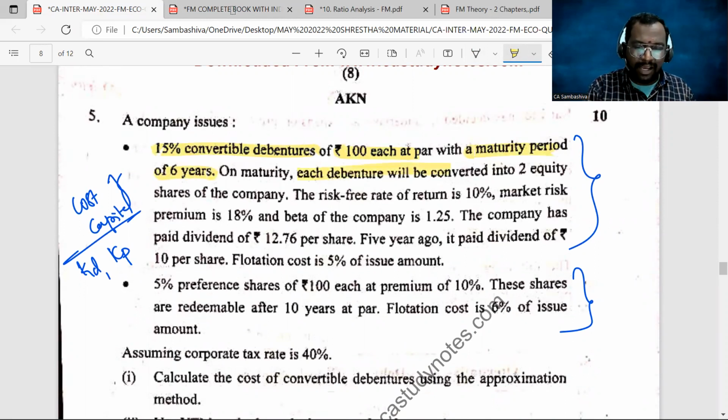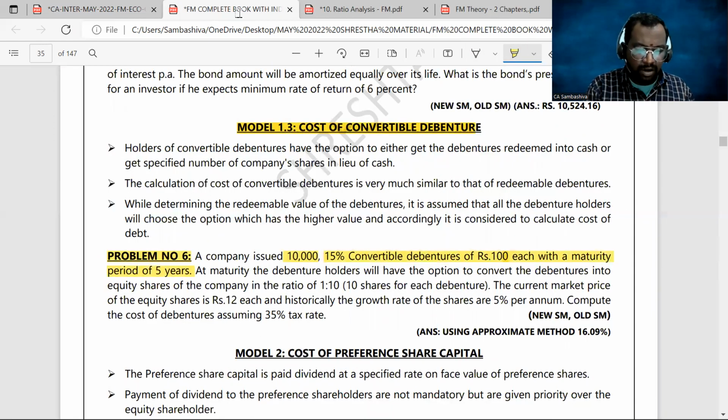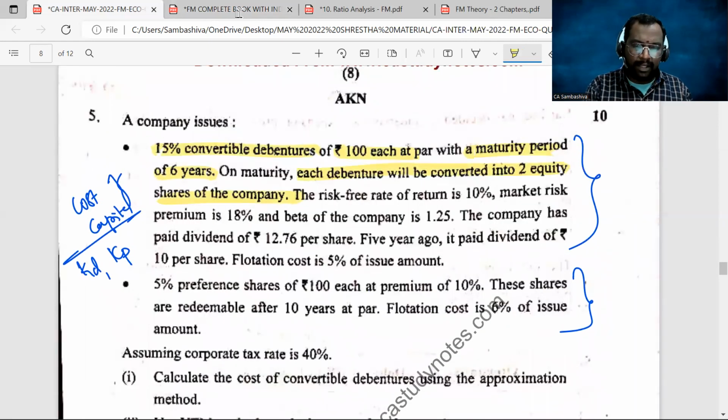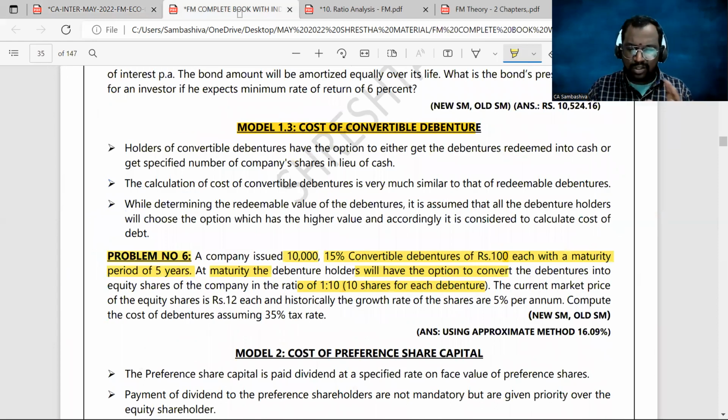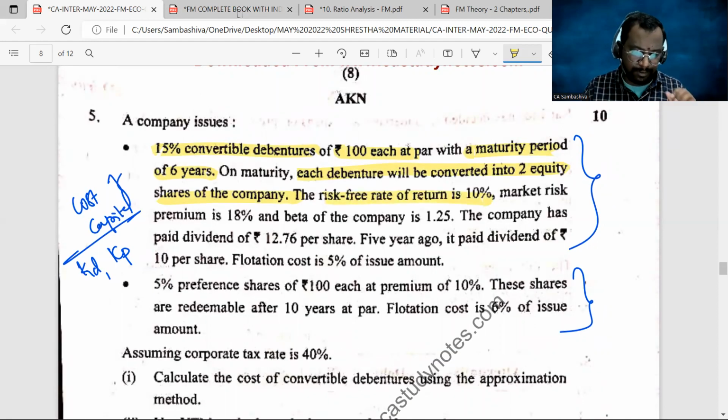On maturity, each debenture will be converted into two equity shares of the company. In our book, we discussed that on maturity, debenture holders will have the option to convert the debentures into equity shares of the company in the ratio of 1:10, and they will get 10 shares for one debenture. Okay, now. And then the risk-free rate of return 10%, the information is provided to you. Then you are asked to find out the cost of convertible debentures. So here also we are asked to find out the cost of convertible debentures. Clear now, every one of you. Right, next.